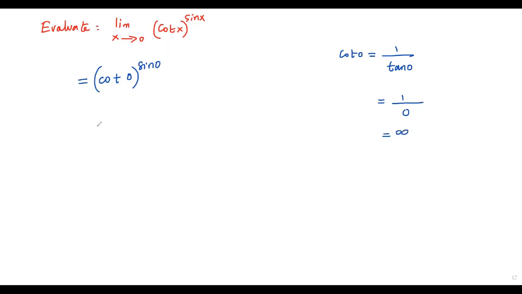So finally the value of cotangent 0 is infinity, to the power of sine 0. We know that the value of sine 0 is 0. So when I directly substitute the given limit for x into the function, I'm getting infinity to the power of 0, which is an indeterminate form.